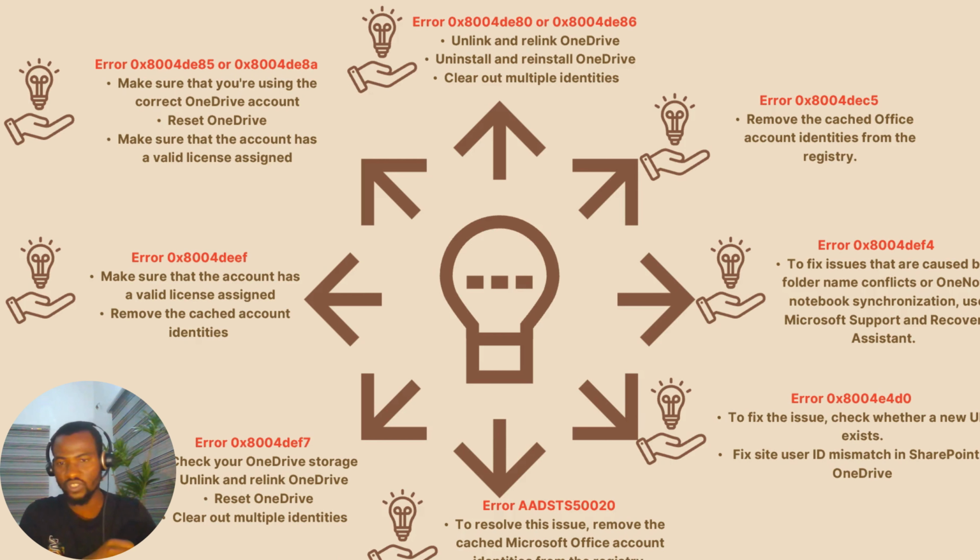It might be due to a storage issue. It might be due to your account being suspended. Or the OneDrive Sync app has a configuration issue. So what you need to check, first of all, is the OneDrive storage. How do you check the OneDrive storage?